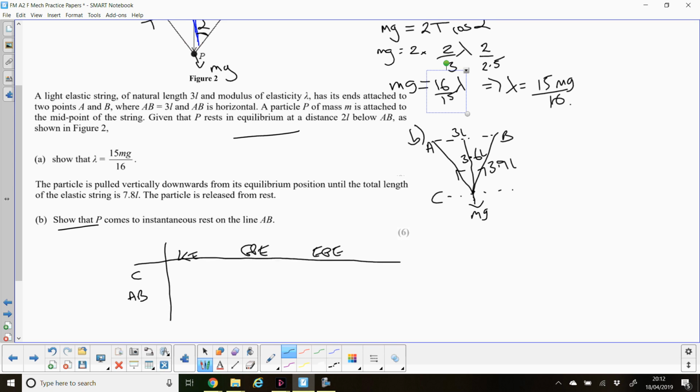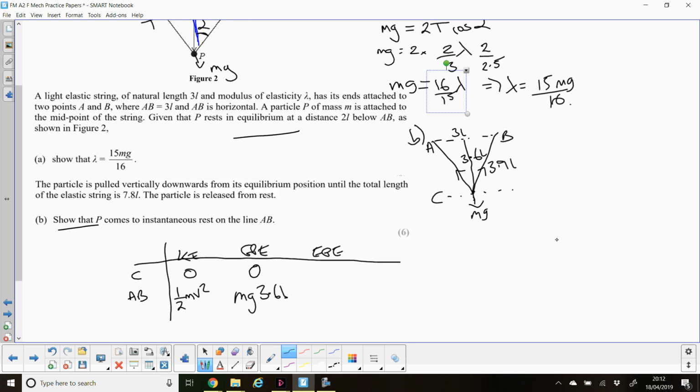So at the start it's released from rest, so kinetic energy is 0. Although it says it comes to instantaneous rest on the line AB, we want to show this, so I'm going to say that the kinetic energy at AB is half mv squared, where v is the speed when it crosses the line AB. We're going to set gravitational potential to be 0 at the bottom, so mgh, which I've worked out in my triangle, is mg times 3.6L.